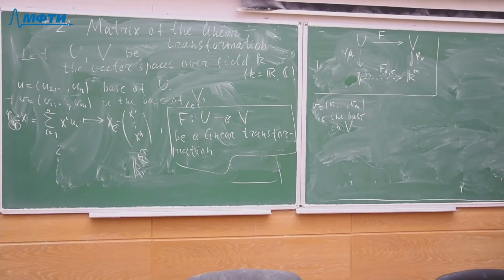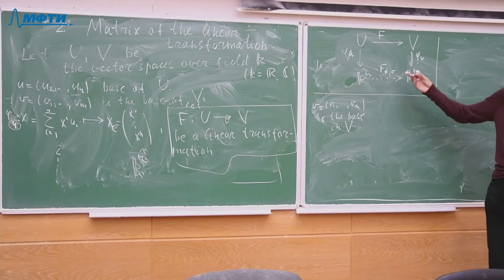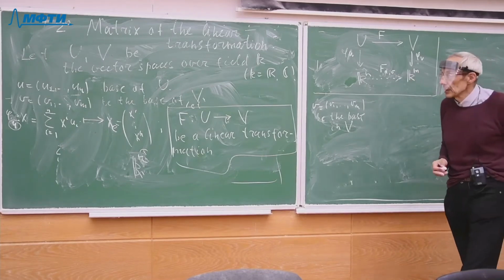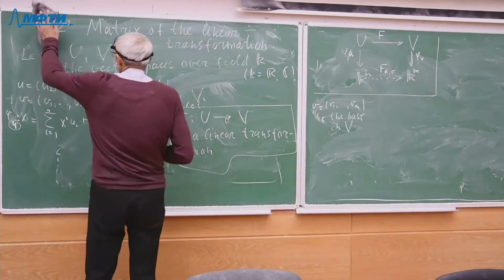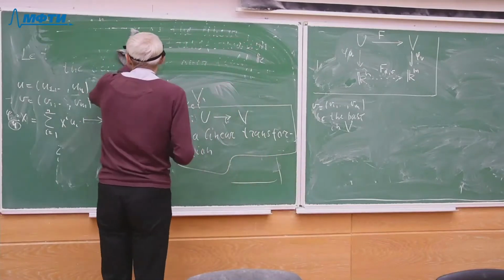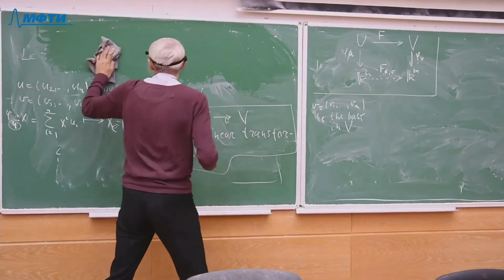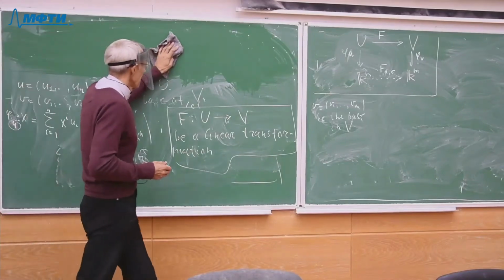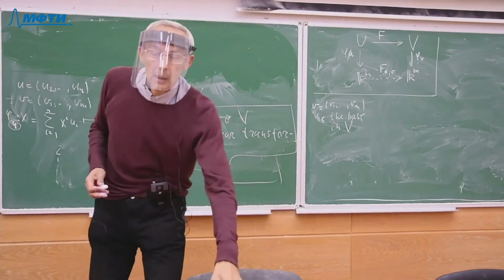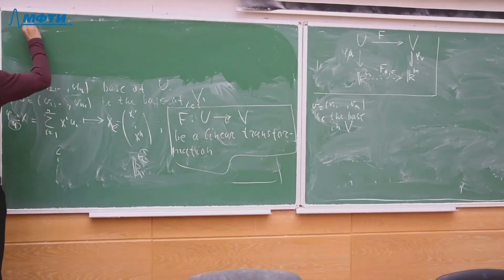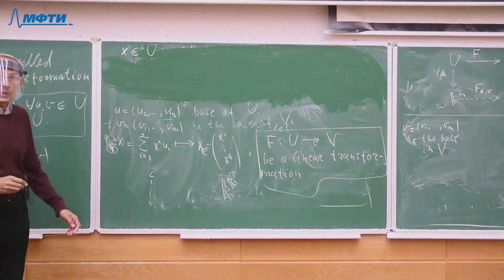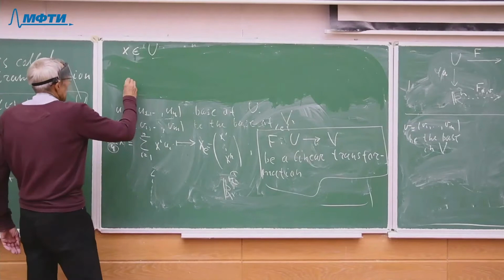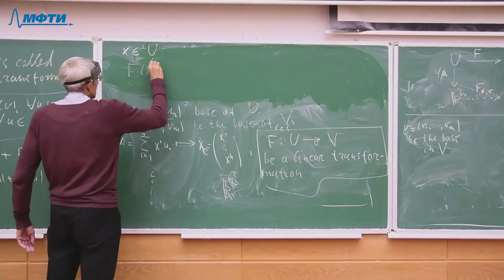And now we try to realize this idea. How to construct such a linear transformation? The idea is simple enough. We shall use the property of linear transformation. Let X be an arbitrary vector of the vector space capital U, and let's apply to this vector our linear transformation F.